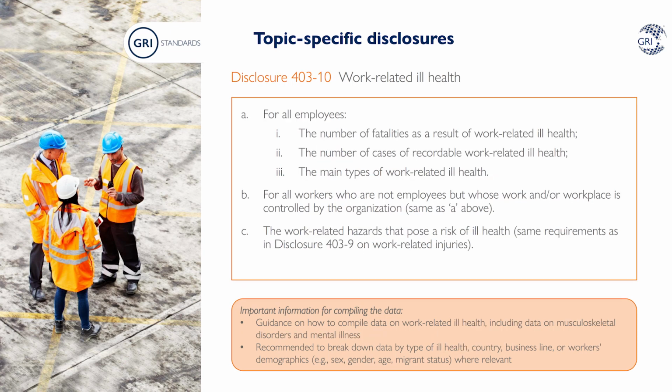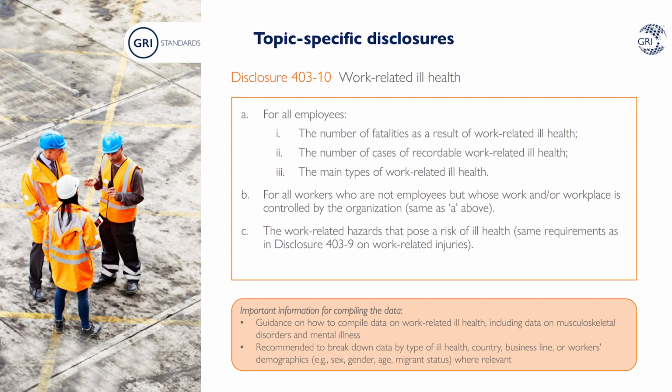The last topic-specific disclosure covers work-related ill health. It requires organizations to report the number of fatalities as a result of work-related ill health, the number of cases of recordable work-related ill health, and its main types. It also requires reporting the work-related hazards that pose a risk of ill health and how these are eliminated or controlled. In this context, ill health is used to indicate damage to health in general, and it includes diseases, illnesses, and disorders.